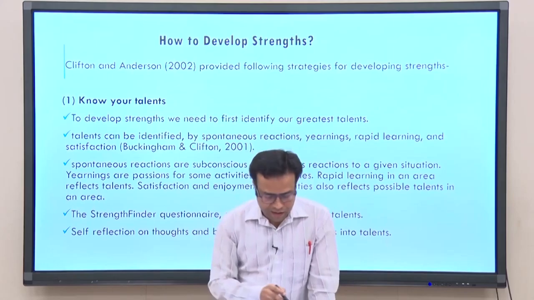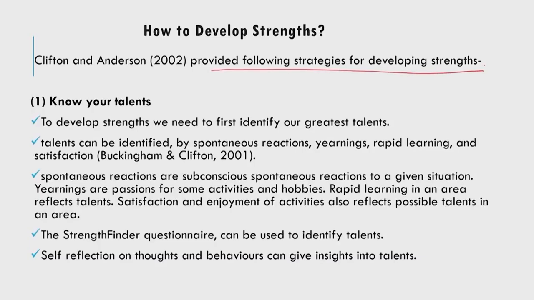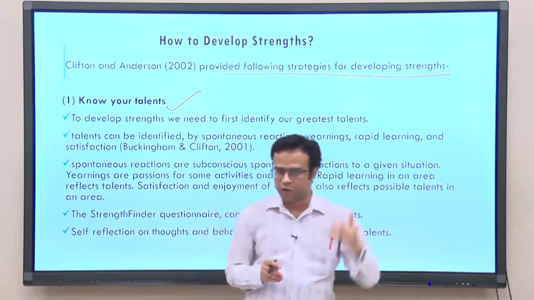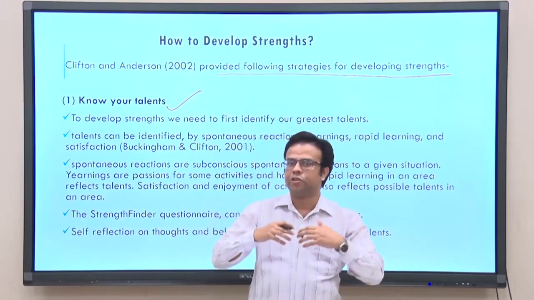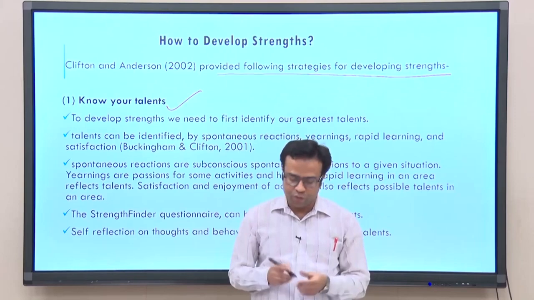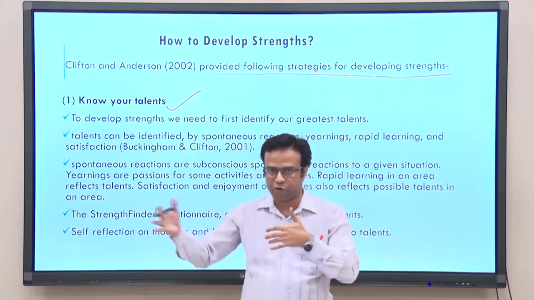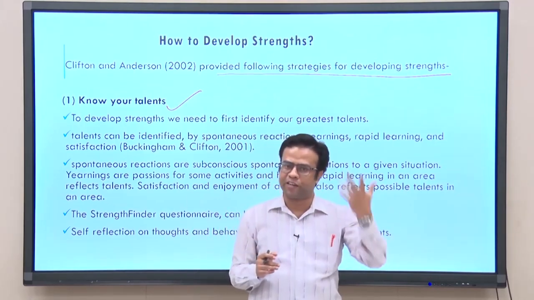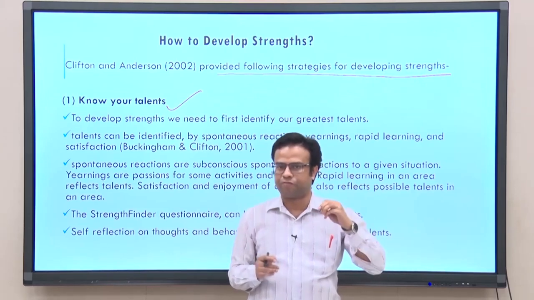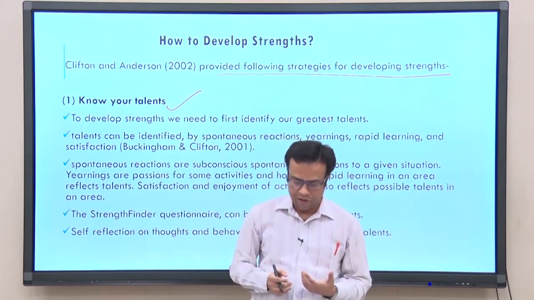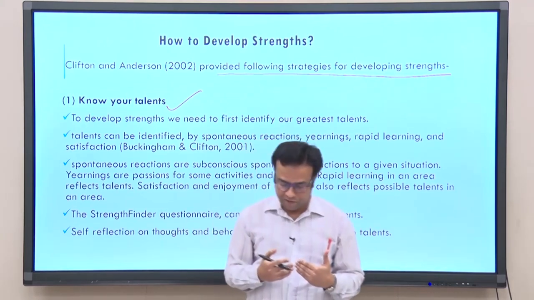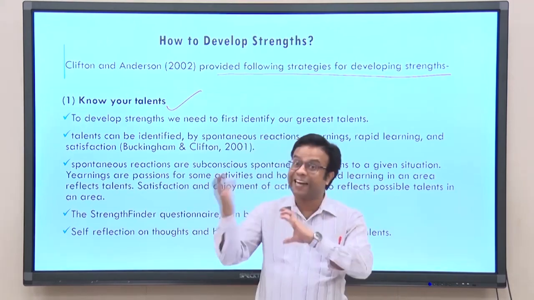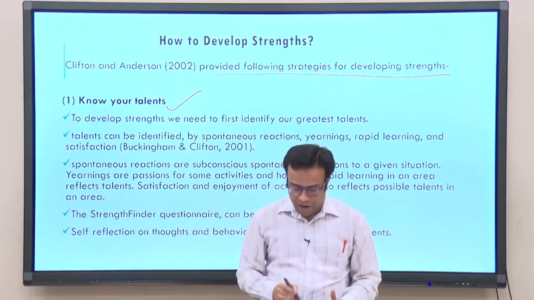Clifton and Anderson provided the following strategies for developing talent. The first important thing is to know your talents. As we have already seen from the survey results on top achievers, top achievers are aware of their talents. So, first you need to be aware that you have certain types of talents. It could be talents of communication, empathy, relationship building, whatever it is. First, knowing them is very important, identifying what your greatest talents are.